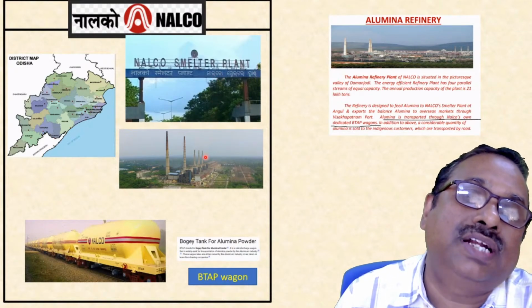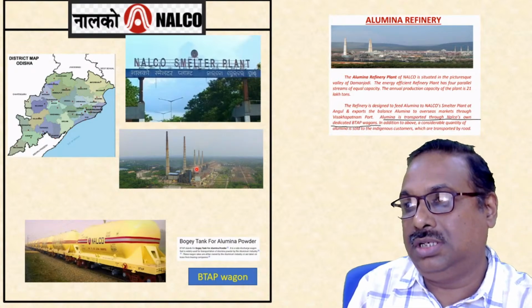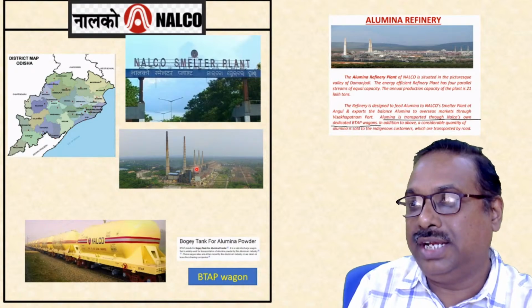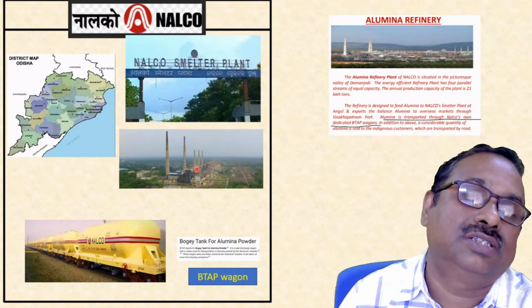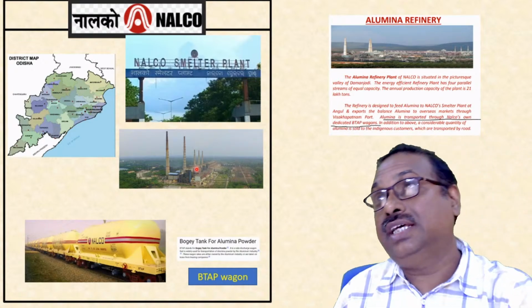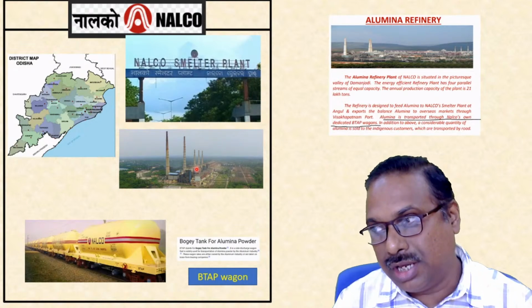This smelter and CPP: if you go on the roadside NH, the right side is the smelter, the left side is the CPP, right? And the output of aluminium, this is also a heavy product.